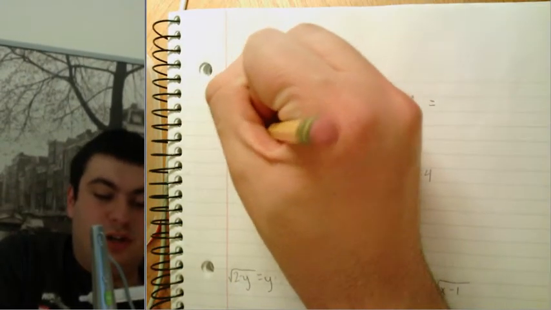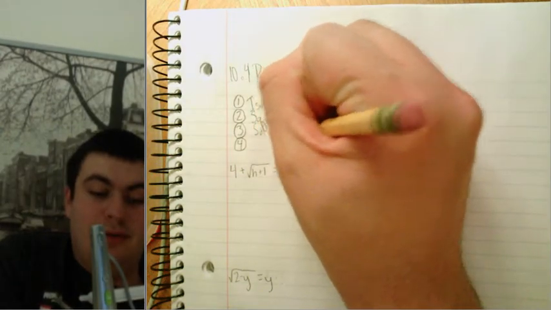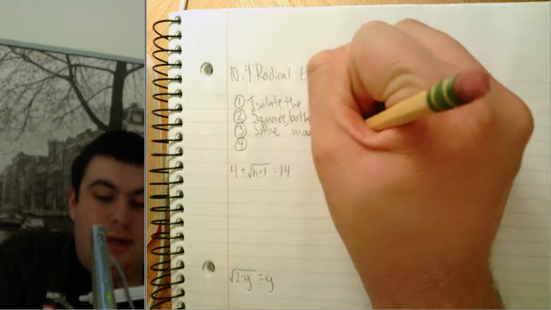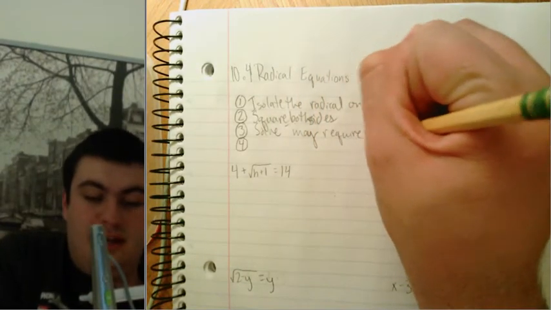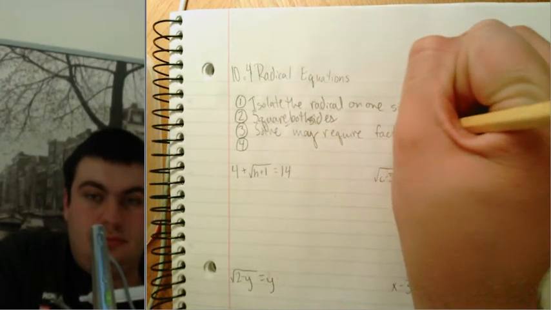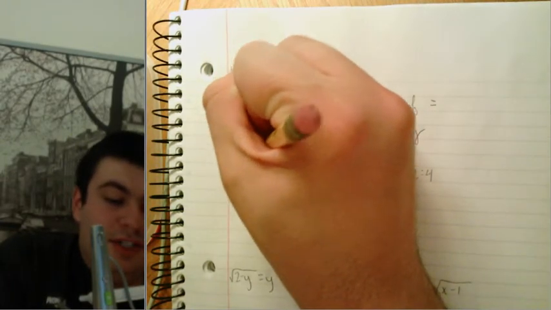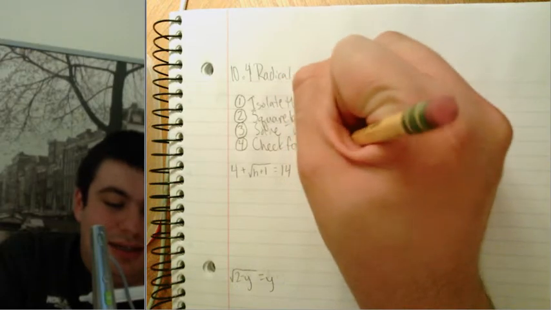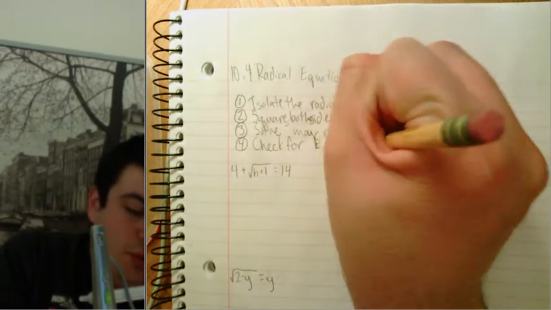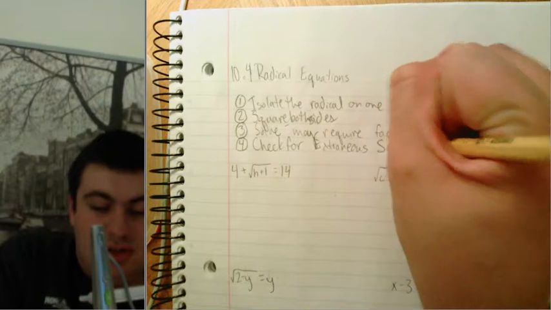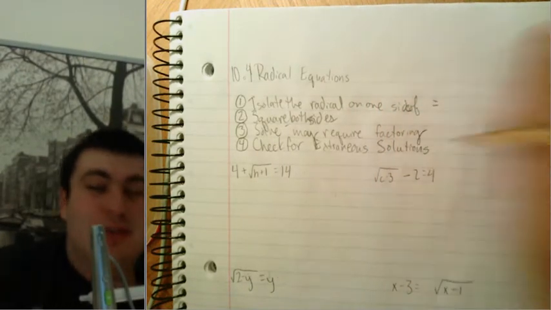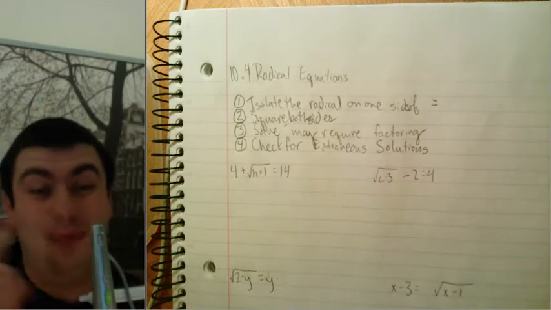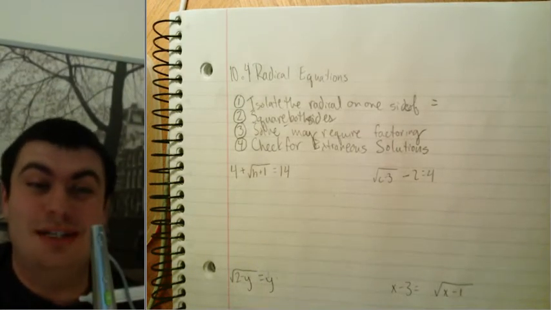Then we're going to solve, which may require factoring. And then we're going to check for extraneous solutions, also known as make sure that the two numbers we check work, because sometimes we're going to get two numbers and only one of them works, so you have to check for extraneous solutions.